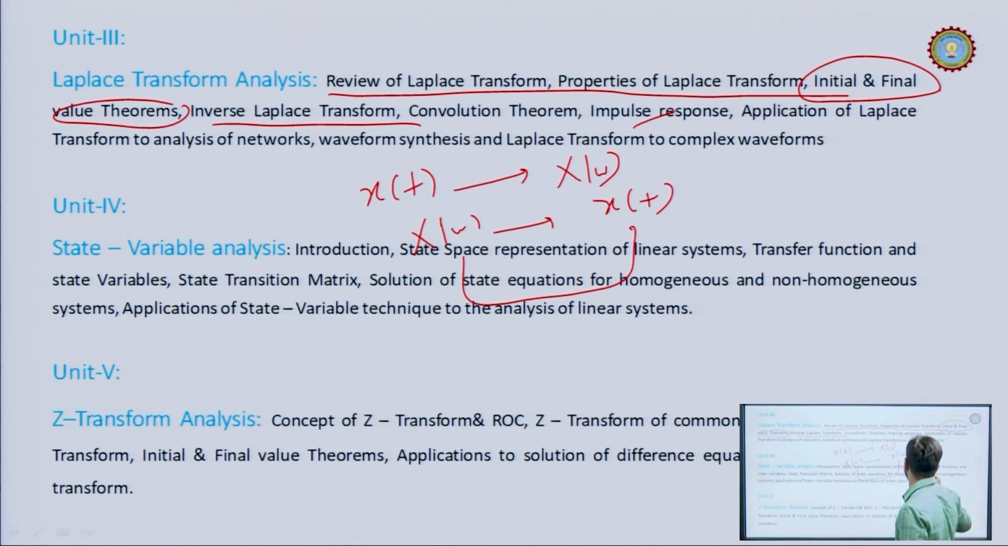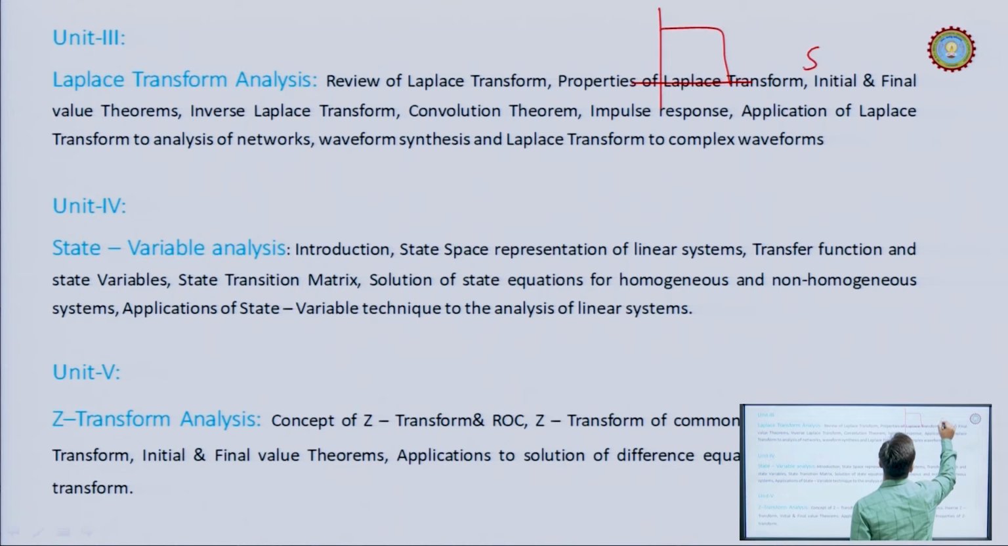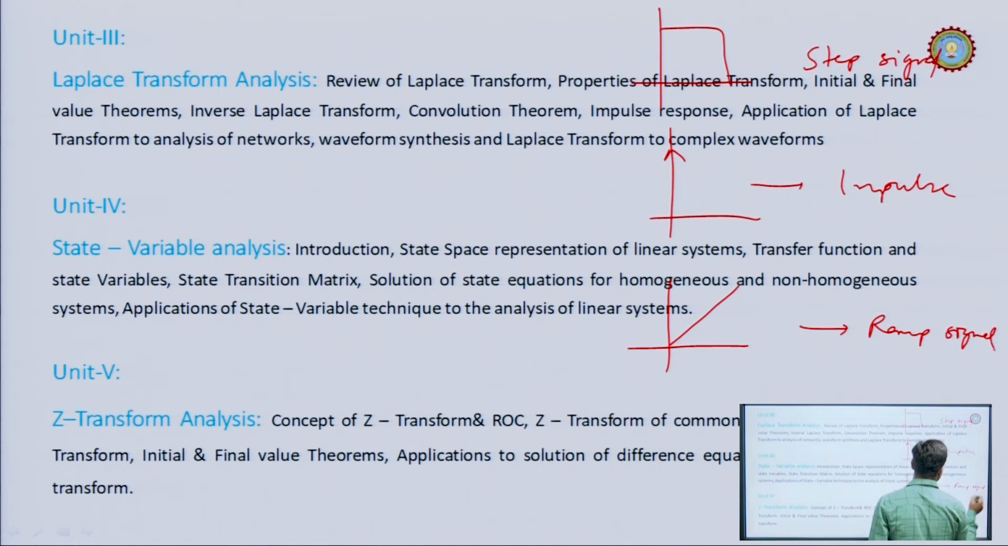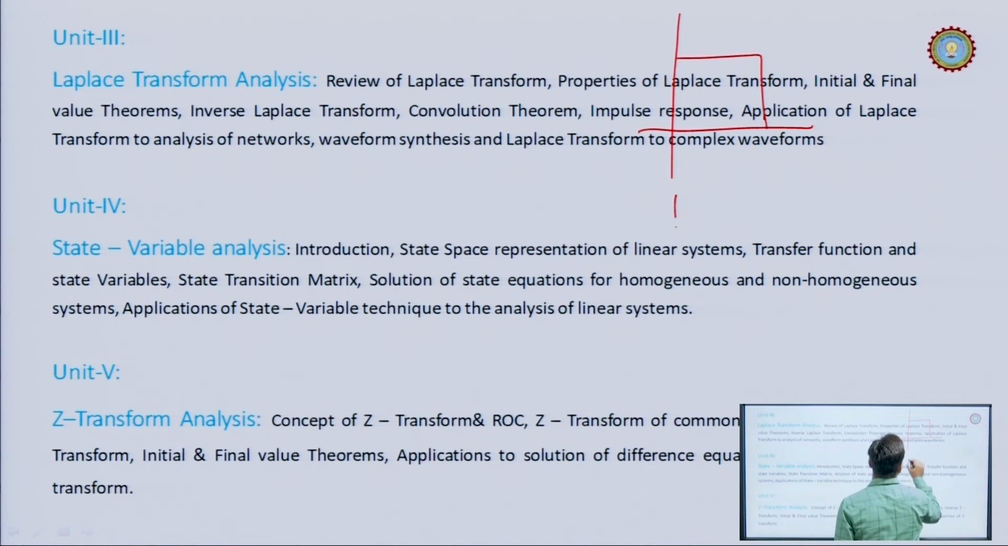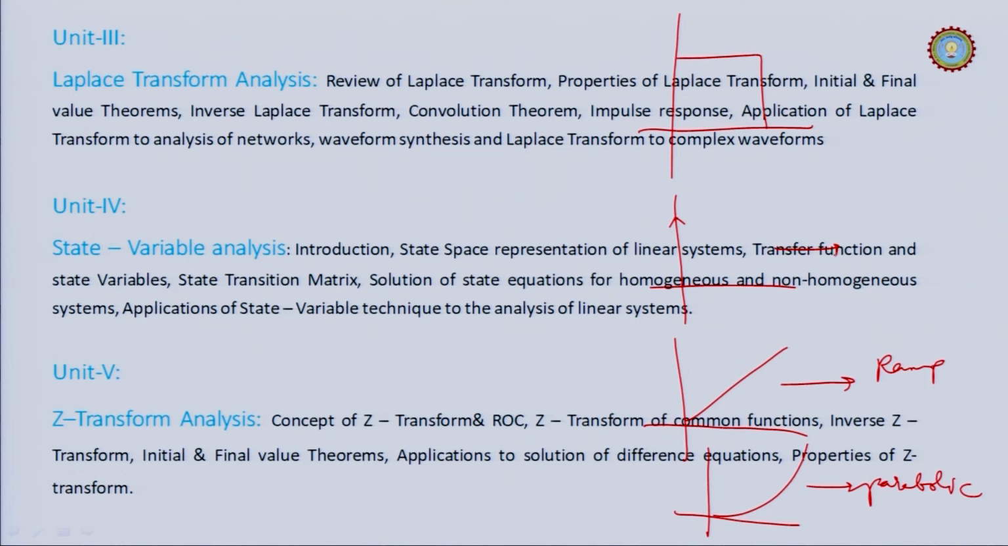Again we have impulse response. What do you mean by impulse response? See, if we define signals, the very common signals are, first, the step signal. Then we have an impulse signal. Third is a ramp signal. Then fourth we have a parabolic signal. So we have a parabolic signal, a ramp signal, an impulse signal, and a step signal.